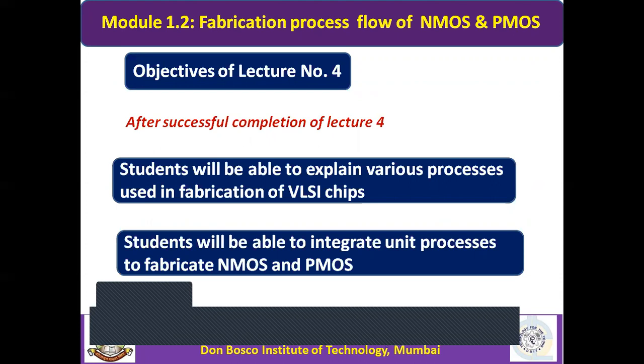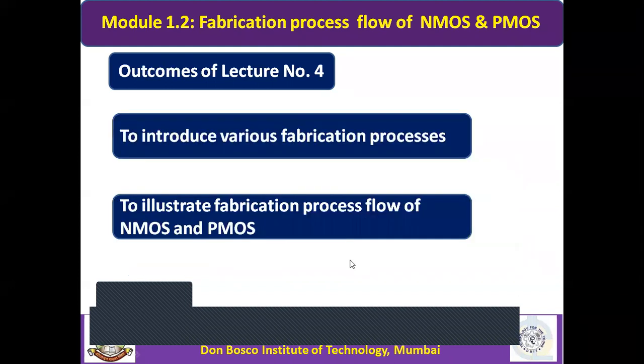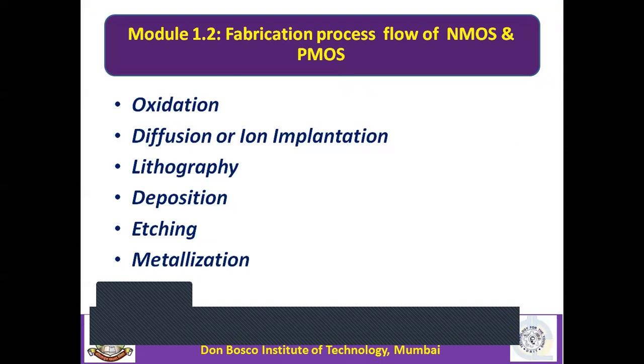So what you will know after completion of this lecture: you will know the various process steps used in fabrication of a VLSI chip, means how to fabricate the integrated circuit, and what the different steps or processes are. Then you will know how to fabricate an NMOS transistor and a PMOS transistor, because once you know NMOS, PMOS is very easy because all steps are the same. Only you need to change the doping. So this is the outcome.